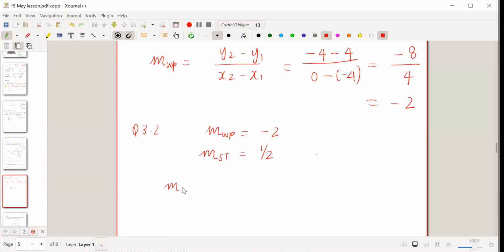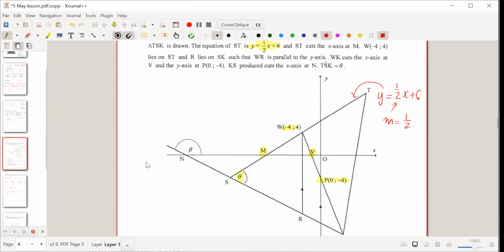So we see that the gradient of WP times the gradient of ST equals -2 times +1/2, which is indeed -1. And so since it is -1, we can conclude that these two lines are perpendicular. Hence, ST is perpendicular to WP. And so we have answered that bit of the question.